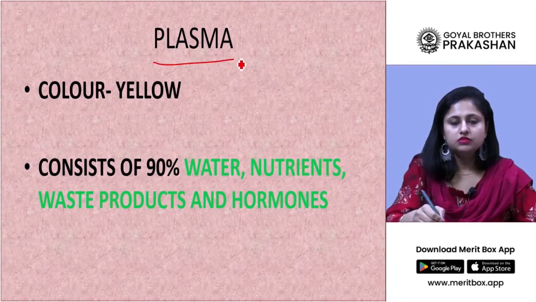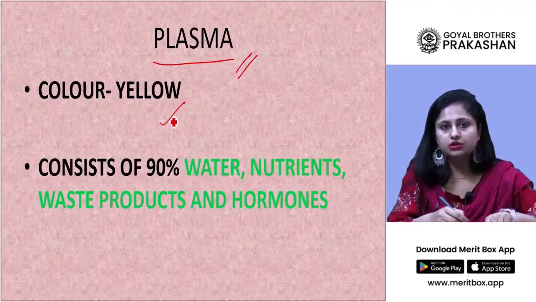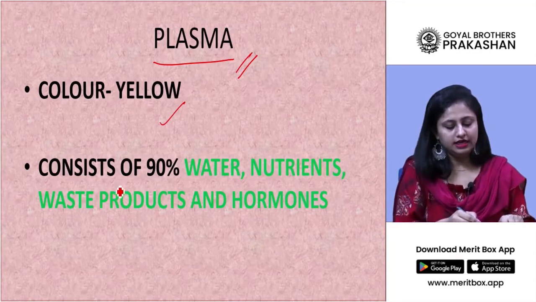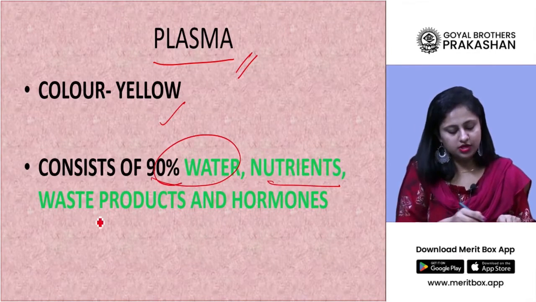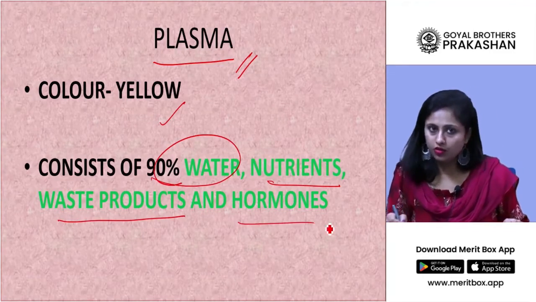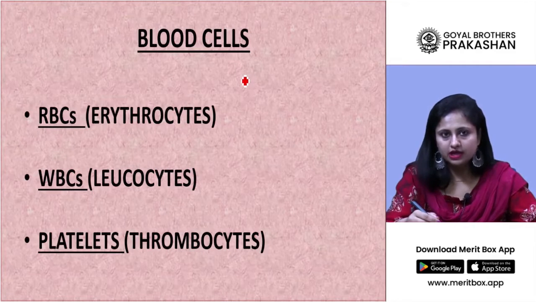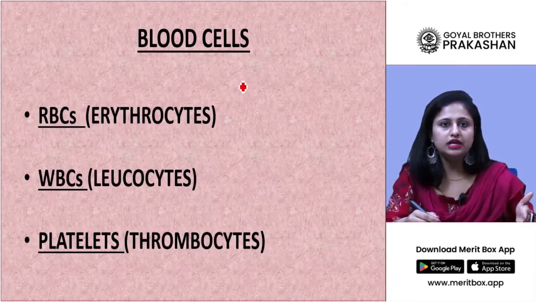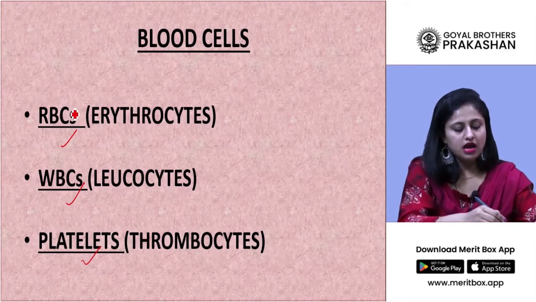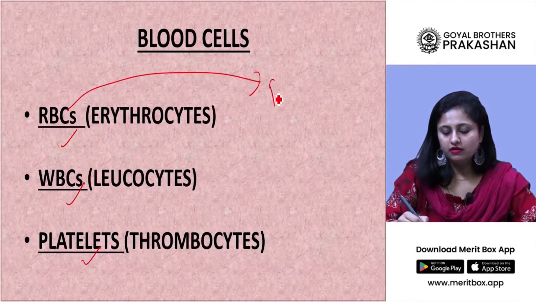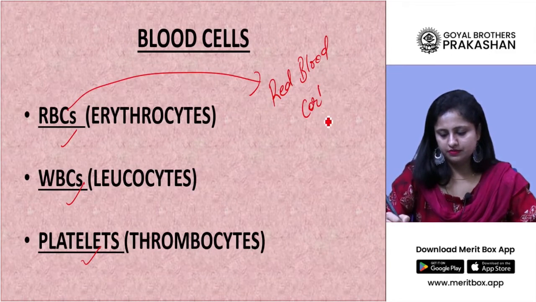First, come to the liquid part of our blood, that is plasma. It is a yellowish colored fluid and it consists of 90% water, and nutrients, waste products and hormones. Next, the cellular part of our blood, that is blood cells. These are of three types: RBCs, WBCs and platelets. RBCs stands for red blood cells or red blood corpuscles.